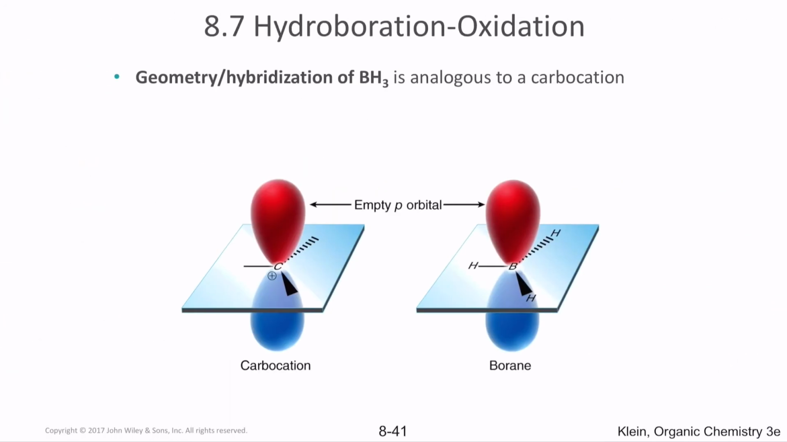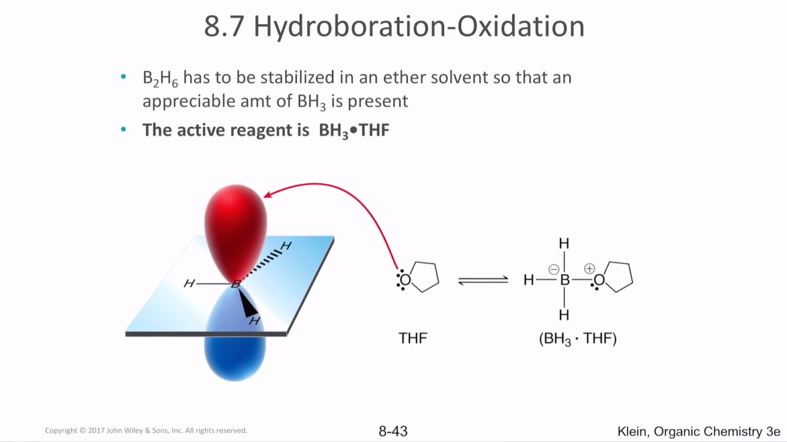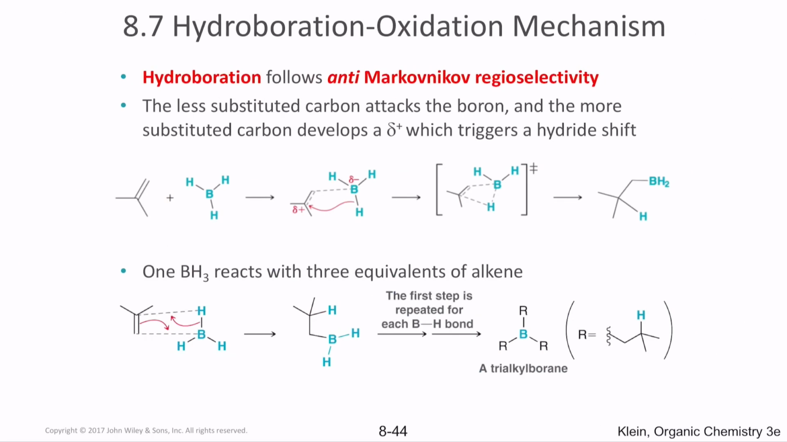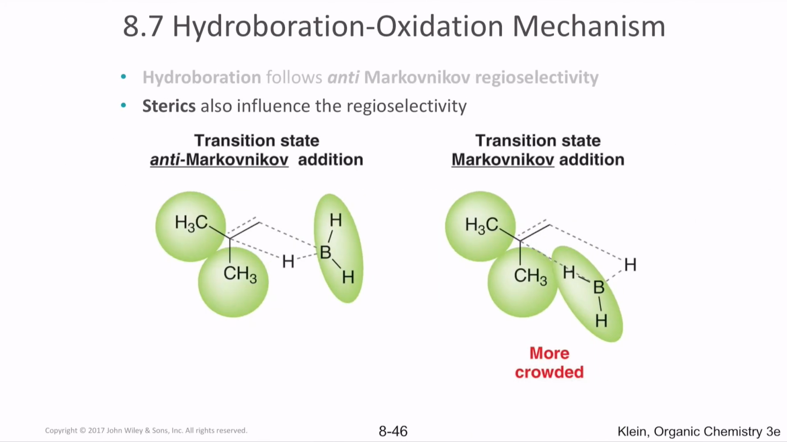Here, because the alkene has the same geometry as that of the borane, that's the reason why it creates the anti-Markovnikov pathway. And finally, the active reagent here is the combined product of BH3 and THF. That's what creates the anti-Markovnikov pathway. So finally, using the pathway to create the transition states.